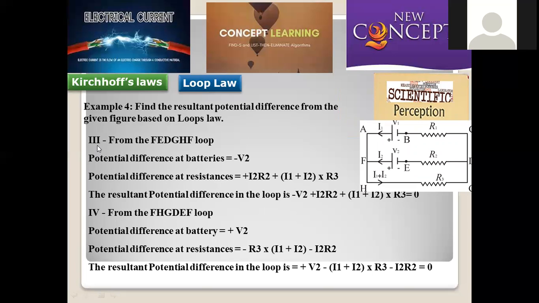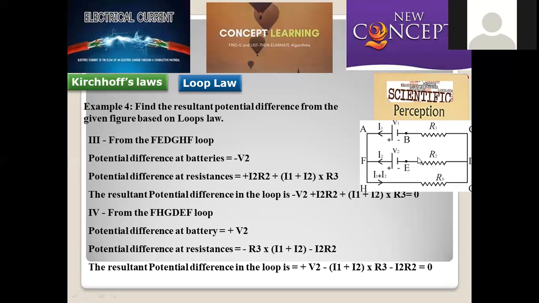Now apply condition number 3. In condition number 3, the loop F, E, D, G, H, F is going to be considered. For this loop, the potential difference is given as minus V2. Only one battery is there, so we assign only one voltage, minus V2, because the current is passing away from this one. The potential difference of the resistor is given as I2 R2.